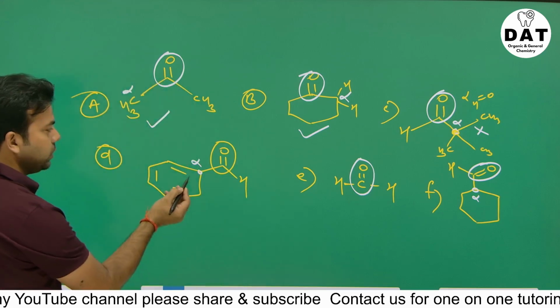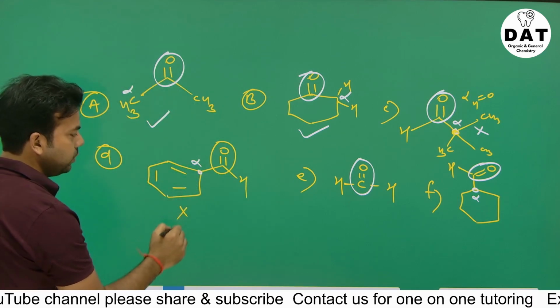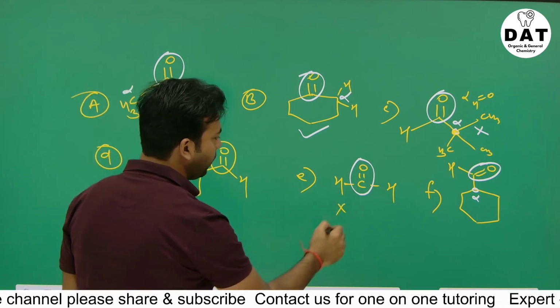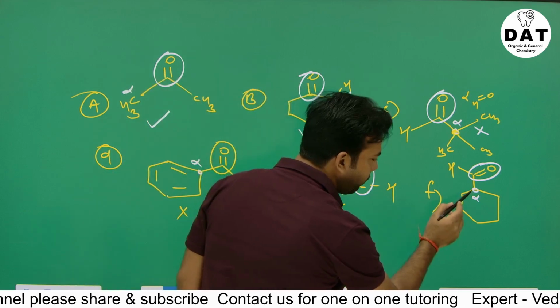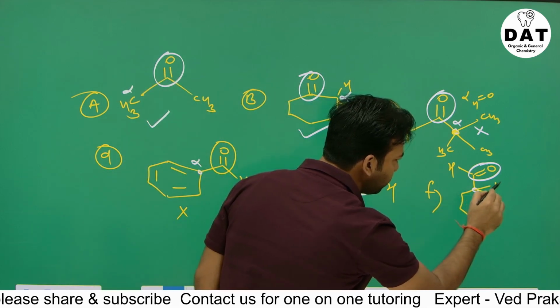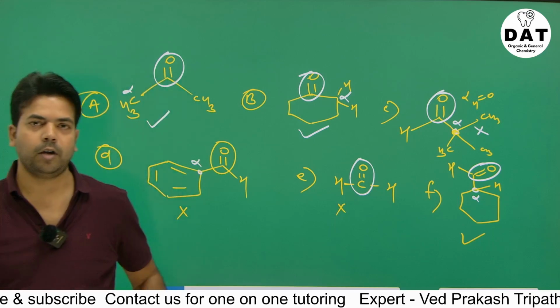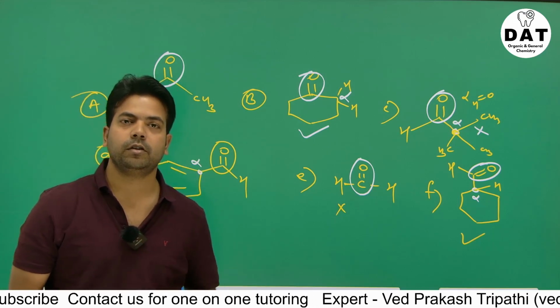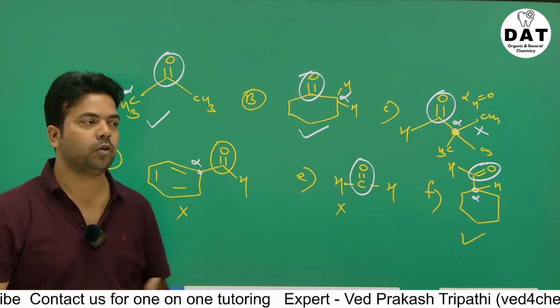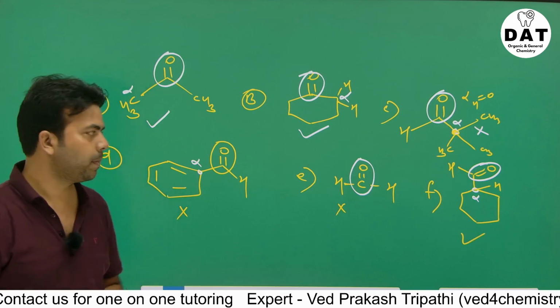This one also is the same, the alpha carbon has no hydrogen. There is no alpha carbon here. This is the alpha carbon and there is a hydrogen, so it can give self-aldol. Clear? So this is about the condition, meaning we can use these kinds of reactants in the self-aldol.